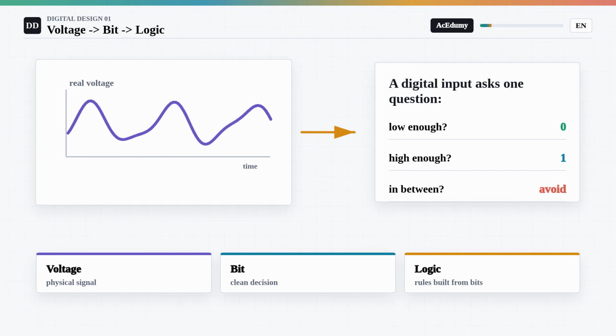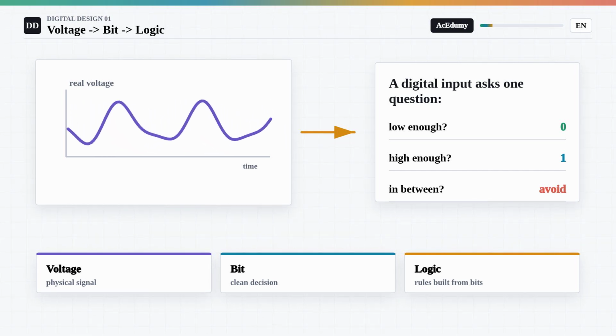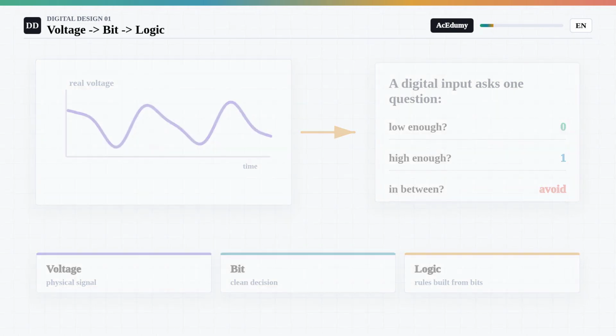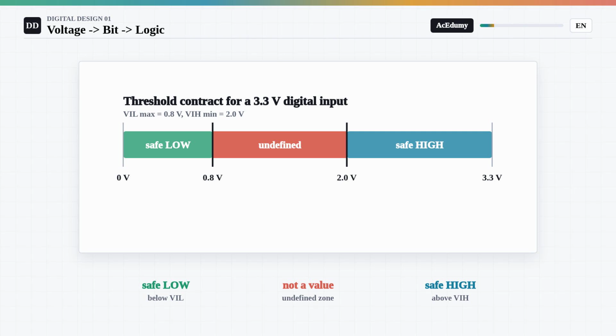Voltage becomes a bit, bits feed logic gates, and gates become the building blocks of a computer. Here is the core contract. The input does not ask for exactly 0 volts or exactly 3.3 volts. Instead, it uses thresholds. Below the low threshold, the input is accepted as 0. Above the high threshold, it is accepted as 1. Between those two thresholds, there is a forbidden or undefined zone. That middle zone is not a third logic value. It is a warning sign. Do not design a circuit that depends on a voltage landing there.